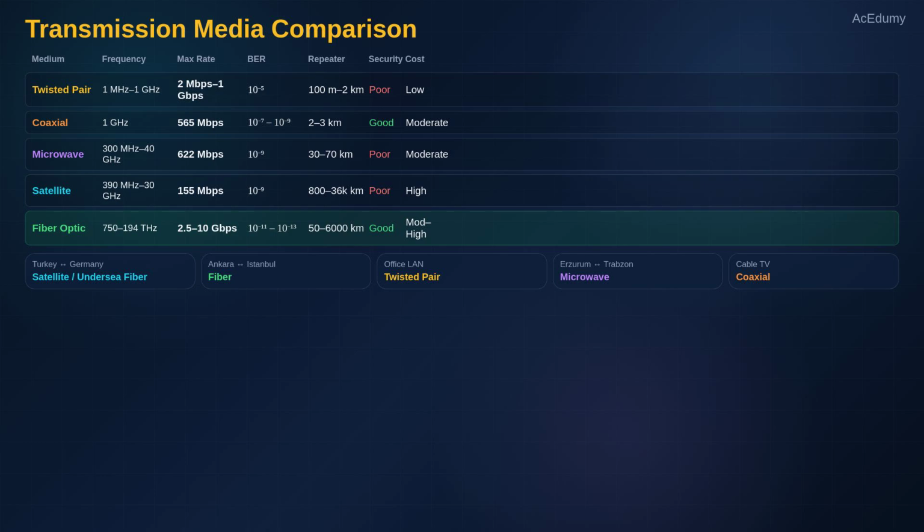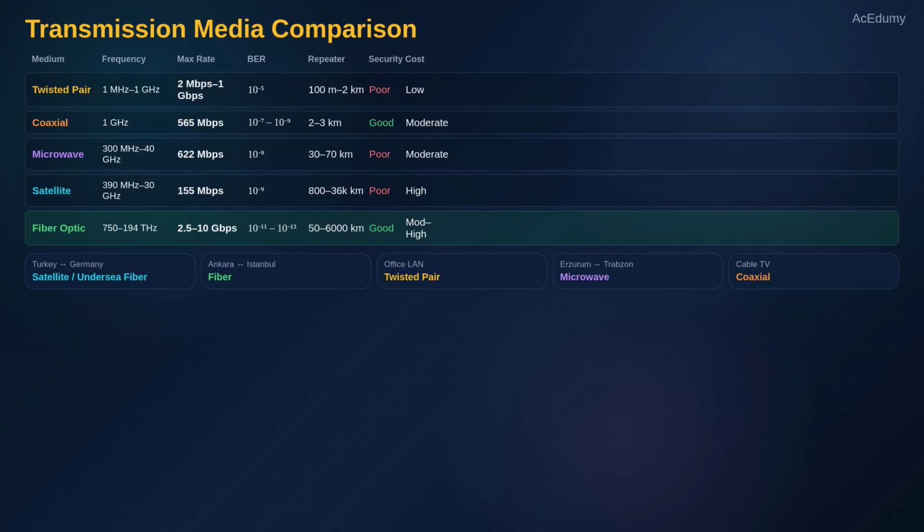Coaxial cable operates at 1 GHz, reaching 565 megabits per second with a BER of 10 to the minus 7 to minus 9. Repeaters every 2 to 3 kilometers. Good security. Moderate cost. Microwave covers 300 MHz to 40 GHz, up to 622 megabits per second with a BER of 10 to the minus 9. Repeaters at 30 to 70 kilometer intervals. Poor security, moderate cost.